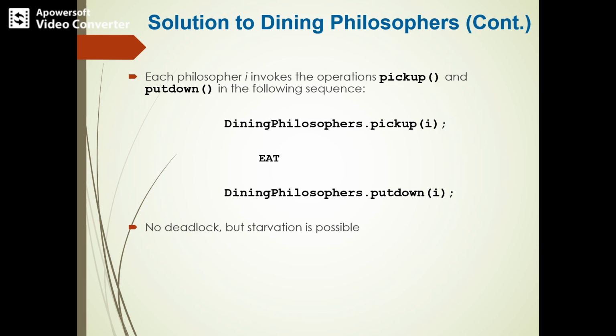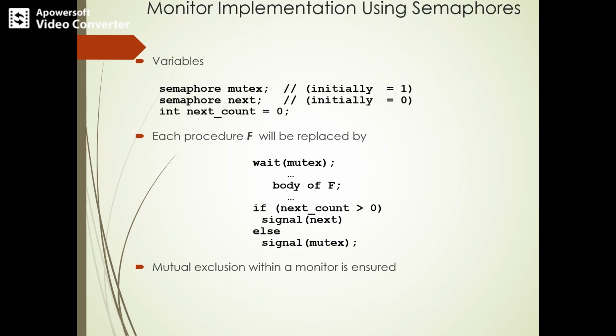And this is the basic solution to the dining philosophers problem. Each philosopher I invokes the pickup and put down operations in sequence, that is, pickup first. During the pickup operation, it tests whether both the chopsticks are available. If so, he grabs the chopsticks and starts eating, and after eating he puts down the chopsticks and again starts to think. So there is no deadlock, but there is a chance that starvation may be possible. So this is a monitor implementation using semaphores.